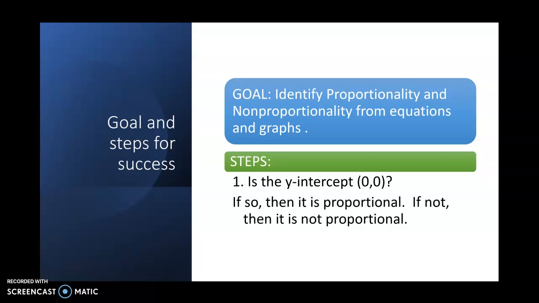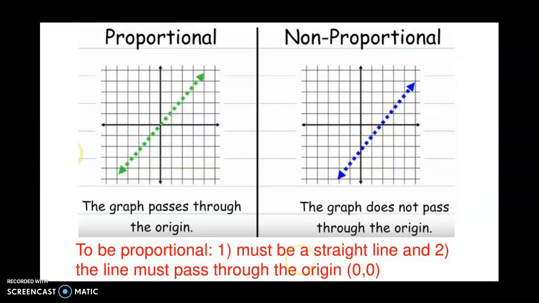We're going to be able to identify proportionality and non-proportionality from equations, graphs, and tables today. So basically we have to ask ourselves, is the y-intercept 0 or (0, 0)? If it's yes, then it's proportional. If it's not, it's not proportional. All right, here's your vocab.